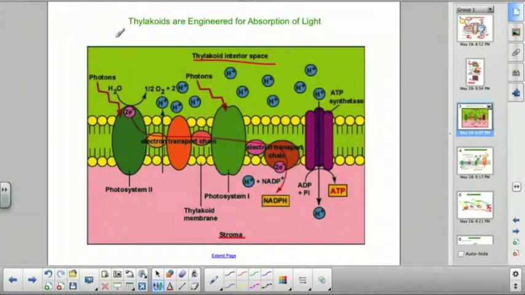Now, these thylakoids are engineered. They are built for the absorption of light. They have pigments that trap the light and allow the plant to do certain things. Okay? And we're going to talk about what they do with the light in this case. The pigments that you need to be aware of are two different types of chlorophyll, chlorophyll A and chlorophyll B, and they absorb different wavelengths of light.